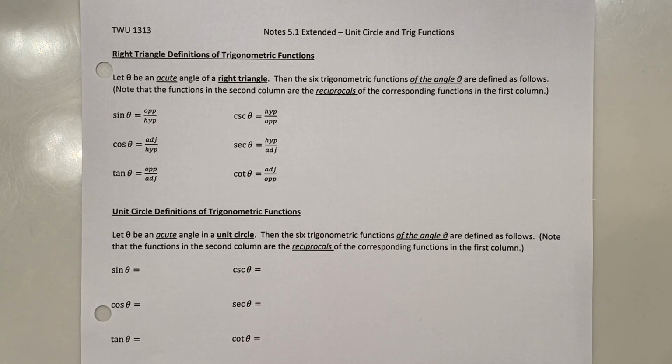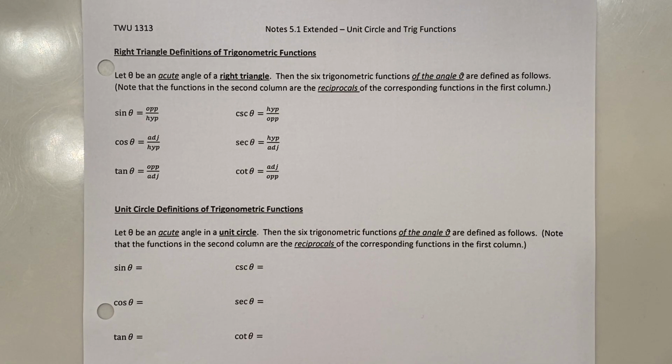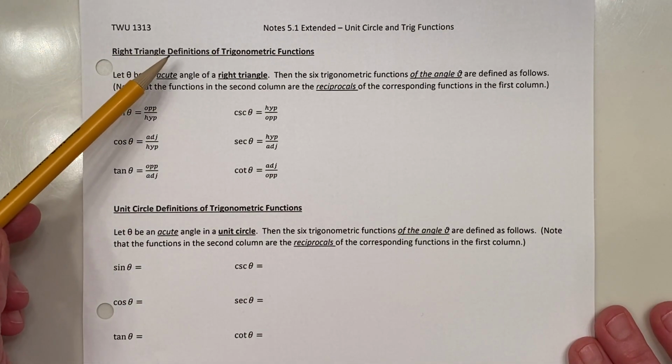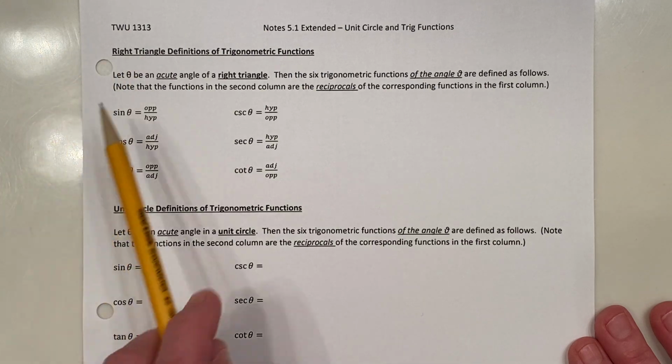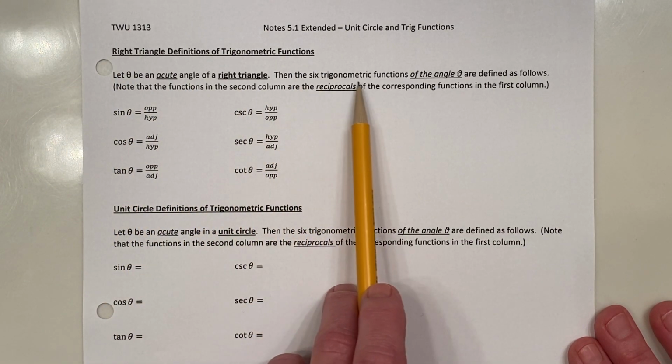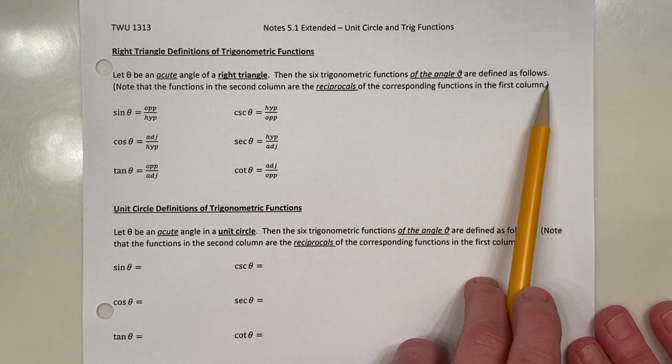In this lesson, we're going to be looking at the unit circle and trig functions. So to remind us about trig functions, let's look at trig functions from right triangles. Let theta be an acute angle of a right triangle. Then the 6 trig functions of the angle theta are defined as follows.